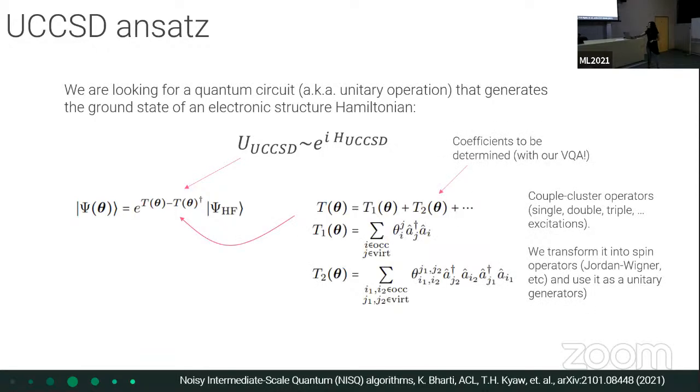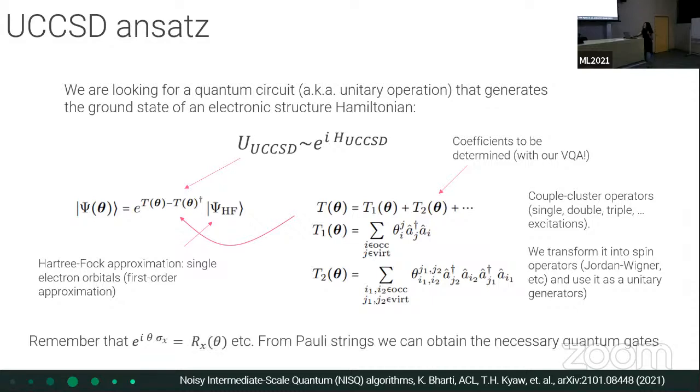Let me show. So we have these cluster operators, these T operators, which are these parts of the Hamiltonian, the single and the double excitation parts. And we have these creation and annihilation operators that are transformed into spin operators using, for instance, the Jordan-Wigner transformation. And with that, we put it all together with these parameters in front of it, which are the variational parameters that we need to compute with our variational algorithm. And the Hartree-Fock approximation, which is like a first order approximation, is the initial state of our quantum circuit.